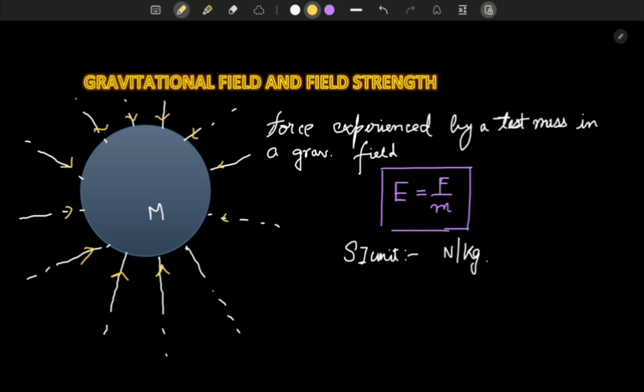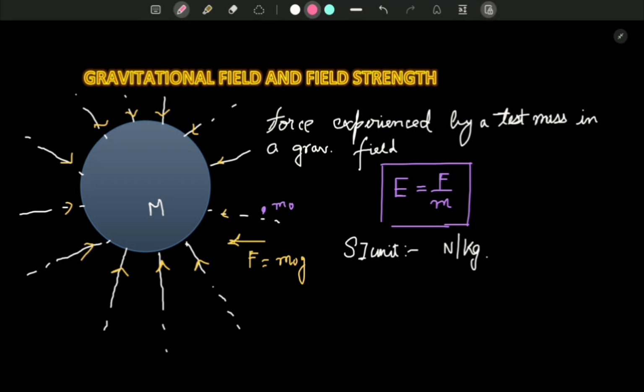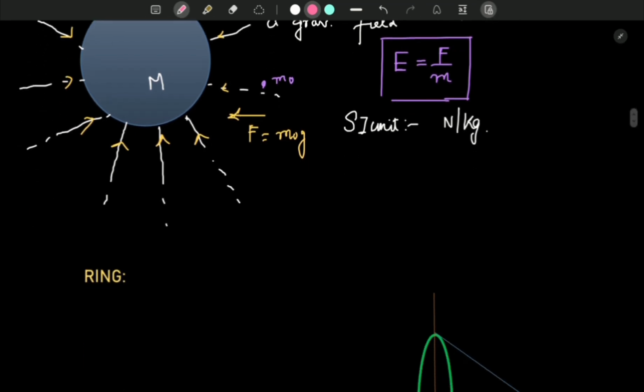Now suppose that I have a test mass. Test mass is m naught. So what will be the force? The force this test mass will experience is m naught into g. g will be the field strength. So this is the force due to capital M. Now let us see a few cases to determine the gravitational field strength.